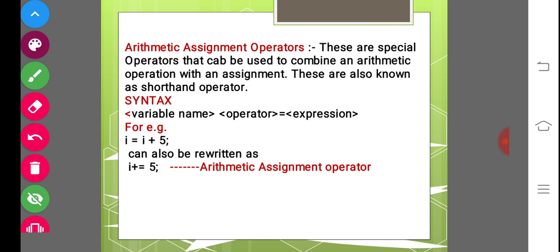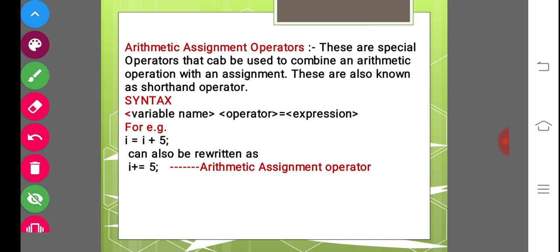And what is the syntax? First we write the variable name, then the operator equal to, then the expression. For example, i equal to i plus 5 can also be rewritten as i plus equal to 5. Let's say my i is initialized with 10. So i equal to i plus 5 is 10 plus 5, answer comes 15. So instead of writing this line, how can I write it?